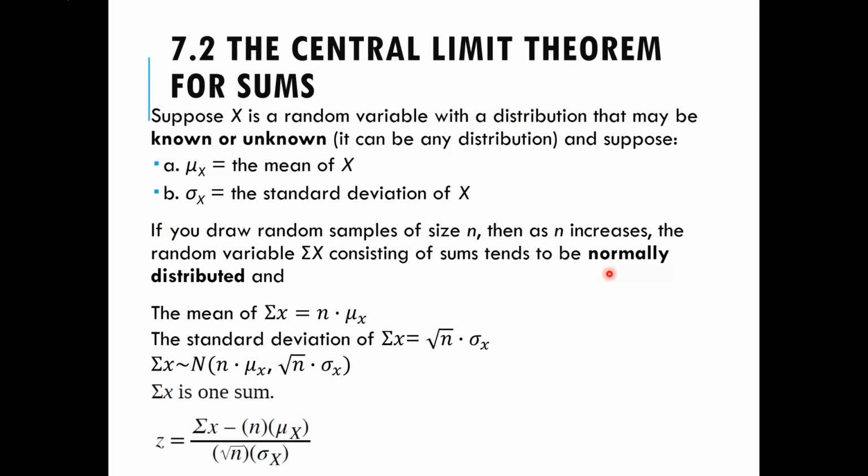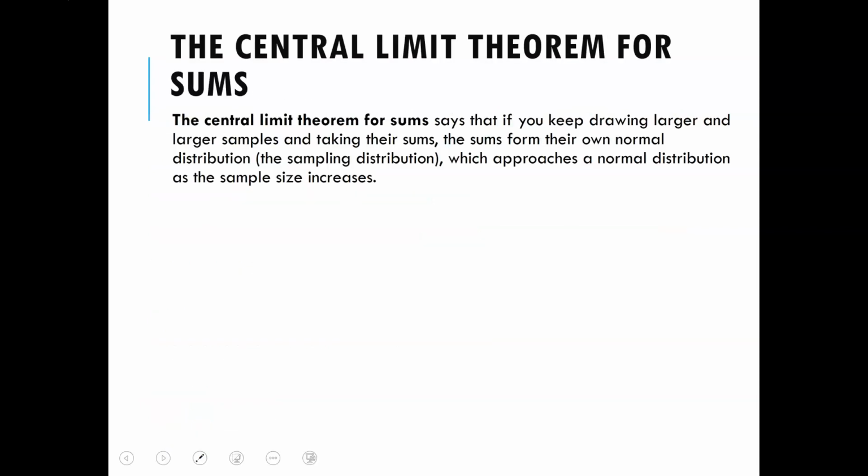If that is the case, this mean and standard deviation are going to be different, right? Because if I'm trying to find the mean of the sums, I'm going to take the number of them that I have times the mean. And if I'm trying to find the standard deviation of the sums, I'm going to take the square root of the sample size, the number that I have, times the standard deviation. That tells me the sum of those values should be normally distributed with this as my mean and this as my standard deviation. And we're just talking about the sum of x, and of course we could express our z-score in that way as well.